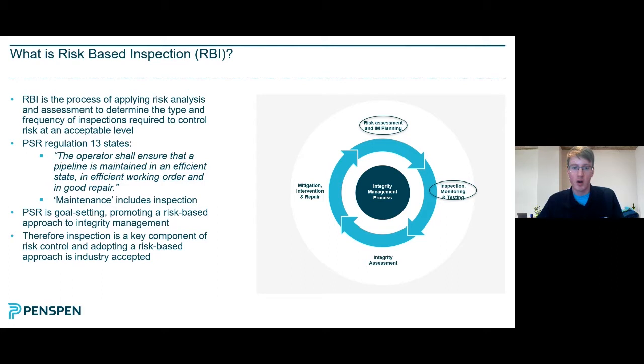It is increasingly common, but at this stage it isn't universal. Some inspection activities are still assigned based on a sort of preventative maintenance approach rather than a risk-based approach, and that does mean that there is still scope for some optimization in some of the activities that operators are undertaking.